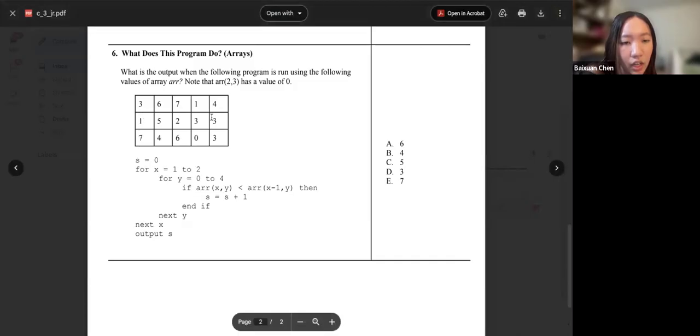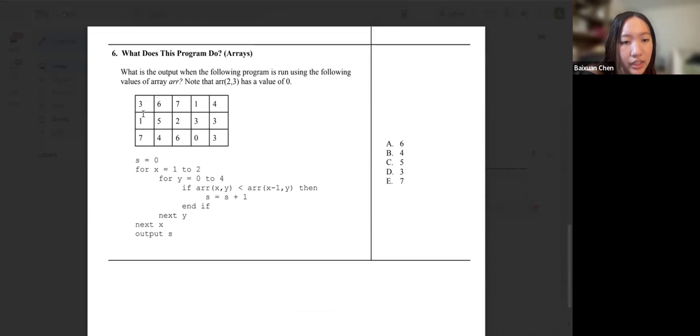If our x, y is less than, so it's basically if this value is less than the value above it, then s equals s plus 1. So we can just check how many values have a higher value in the box above it, yeah.